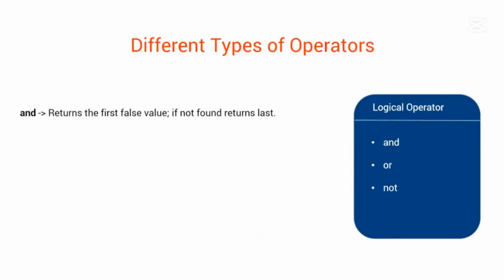Let's look at the formal definition of the AND operator in Python. AND operator is defined as: it returns the first false value, and if not found, it returns the last. I want you to pay attention to this because this is not the conventional definition of the AND operator which you commonly hear. Let's first define what the conventional definition is.